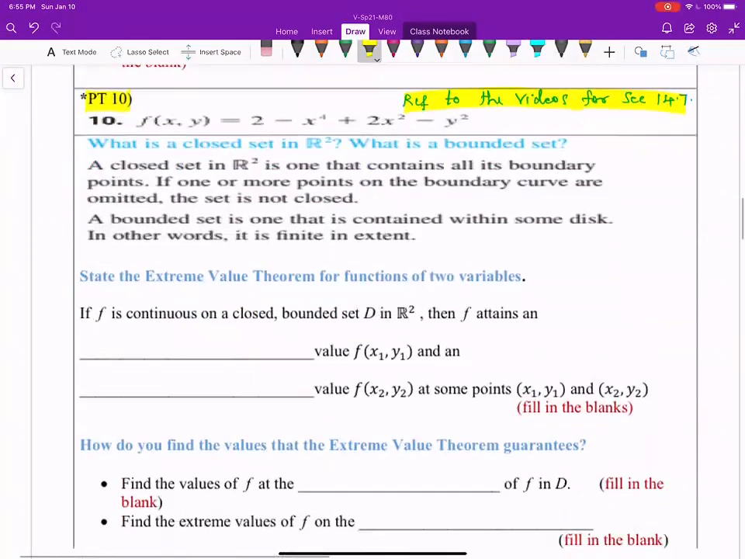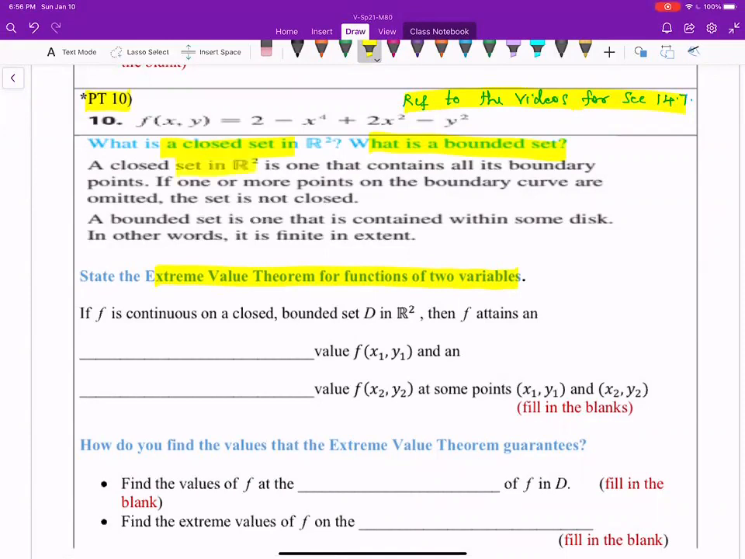Now let's take the extreme value theorem for functions of two variables, which is about finding absolute maximum and absolute minimum. If f is continuous on a closed interval, what is a closed set in R2? What is a bounded set in R2? In order to do the extreme value theorem, we need those definitions.